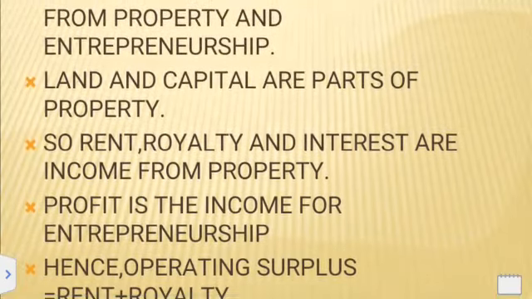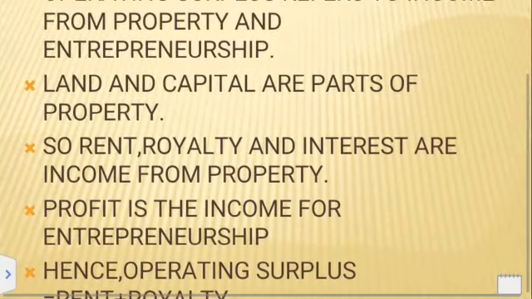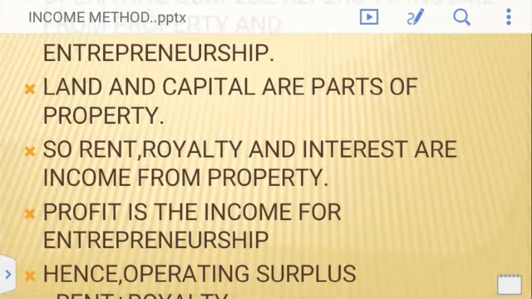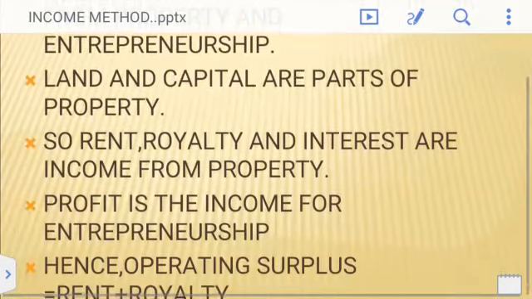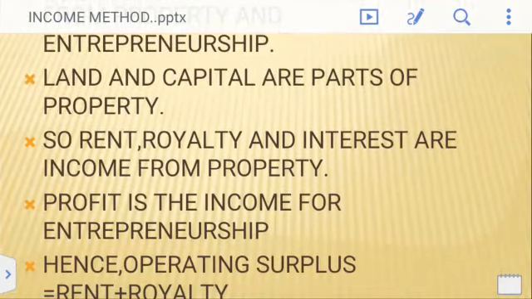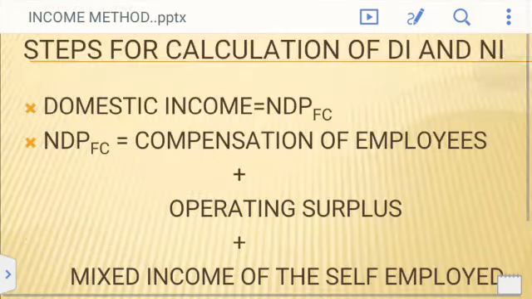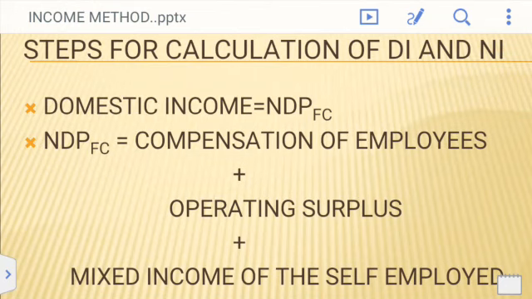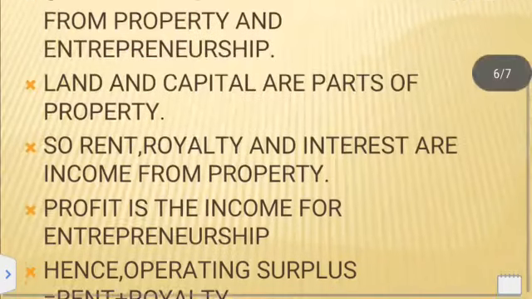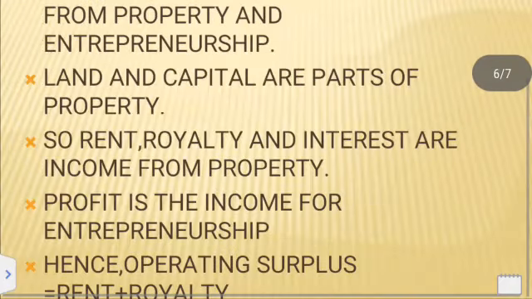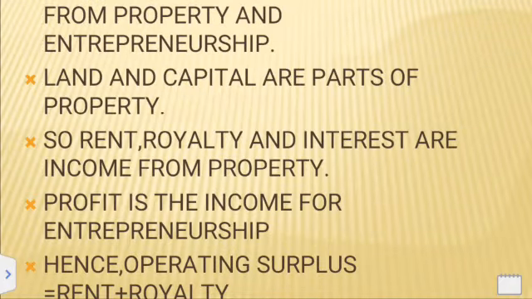So what is operating surplus? Operating surplus is equal to the sum of rent, royalty, interest and profit. Here it is: operating surplus is equal to rent plus royalty plus interest plus profit. The rest of it is not visible here, you can write it down.